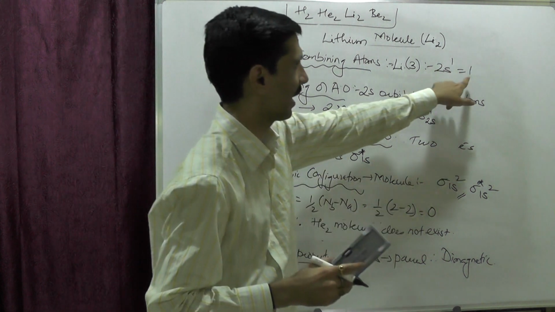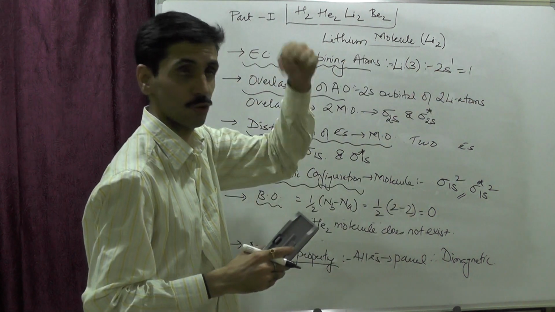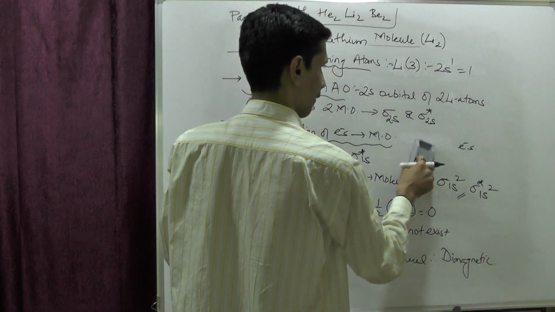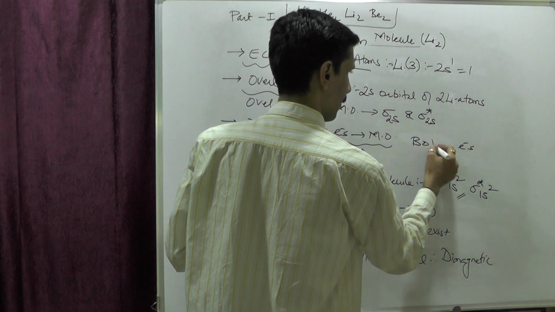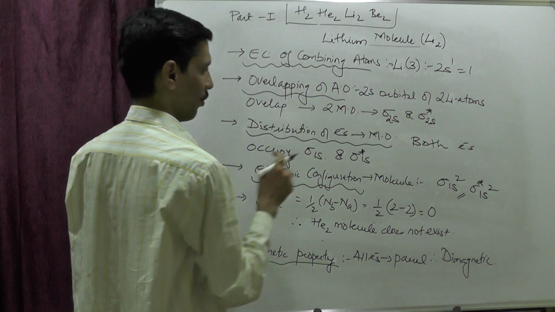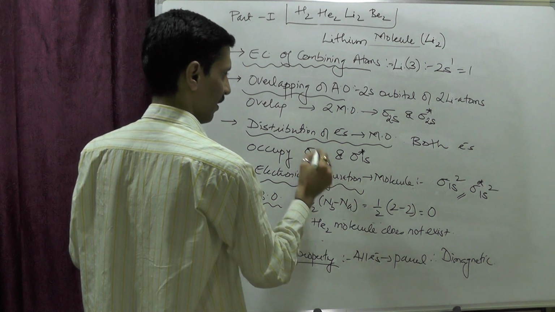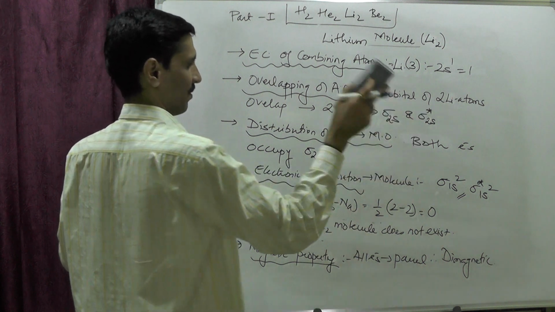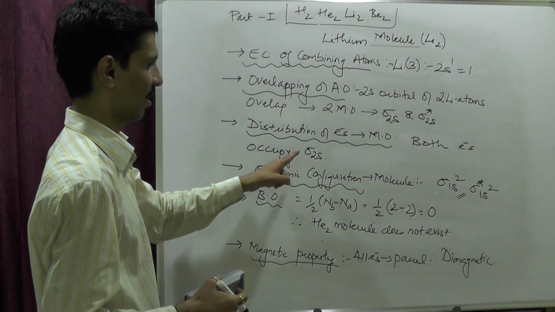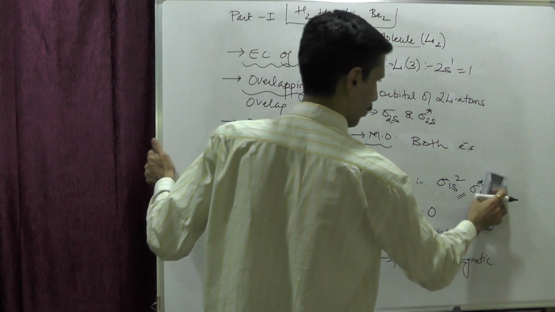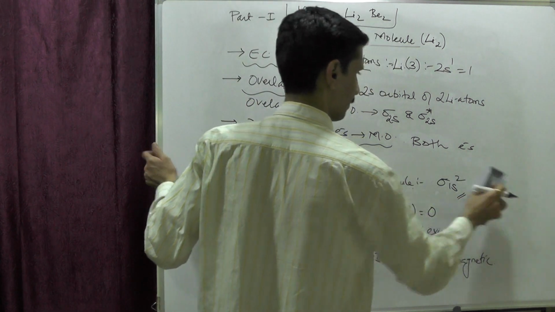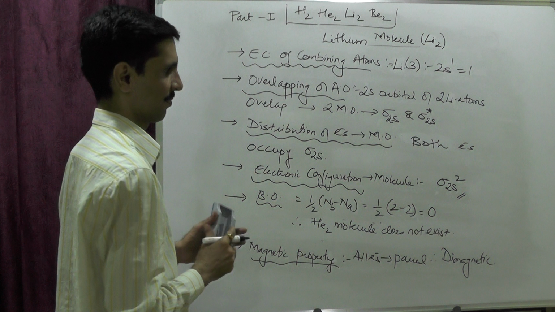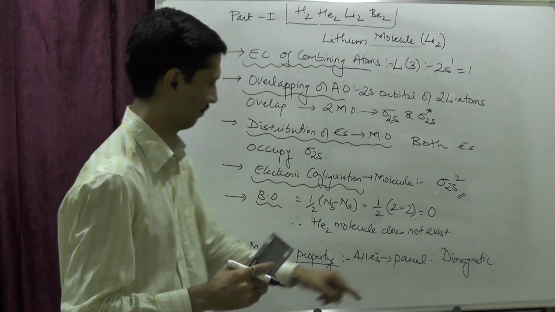Distribution of electrons, one electron per lithium, so two lithium, two electrons, so both the electrons will go in what? Sigma 2s. So we are going to say both electrons occupy sigma 2s. That's it. Electronic configuration, no need for this sigma star. Instead of 1s, I'll make it as 2s. Alright, so it will give me sigma 2s2.